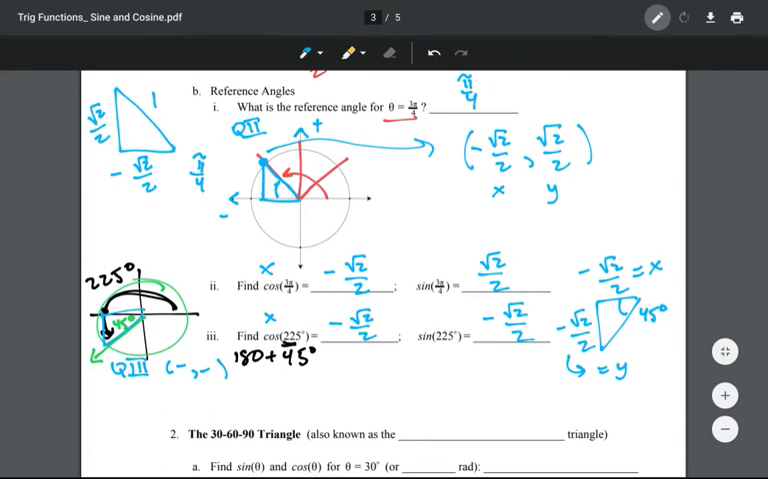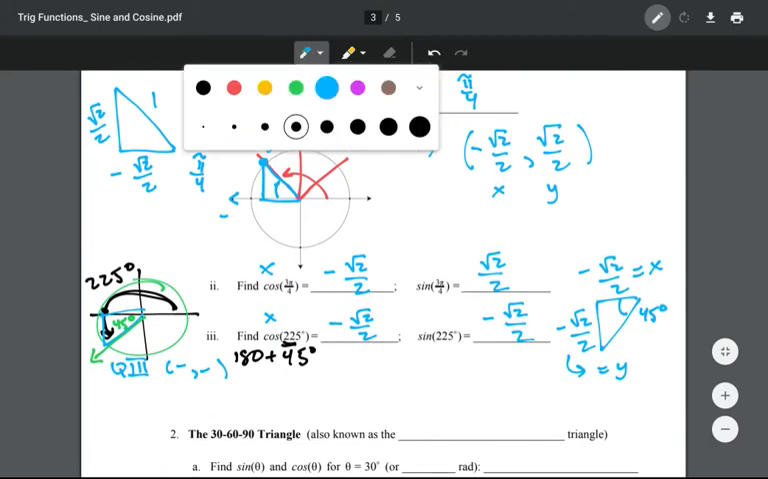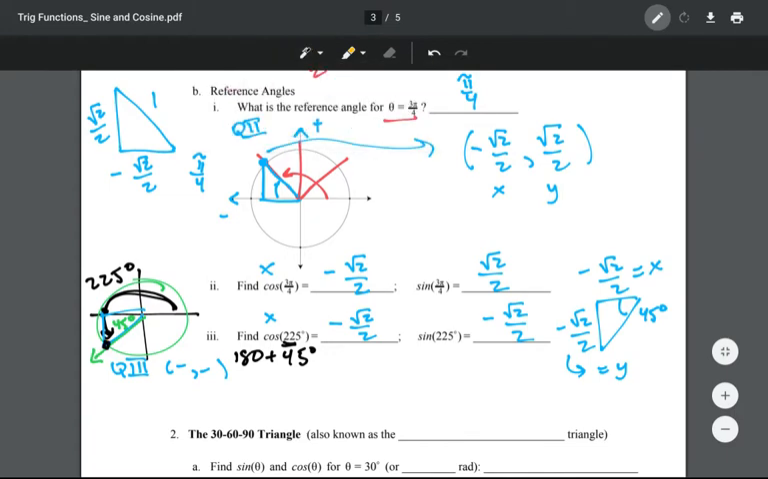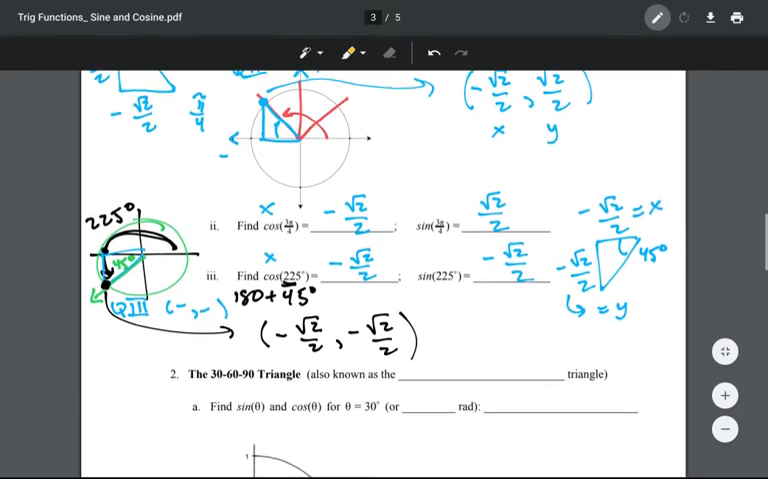We can label this point, and I'm going to go ahead and do this in black. We can label this point right here at 225 degrees as the point negative radical 2 over 2, comma negative radical 2 over 2. So the key is finding that reference angle that goes between the terminal point and the x-axis. Makes it really, really nice to break these guys down.